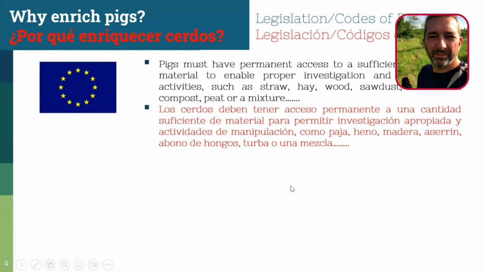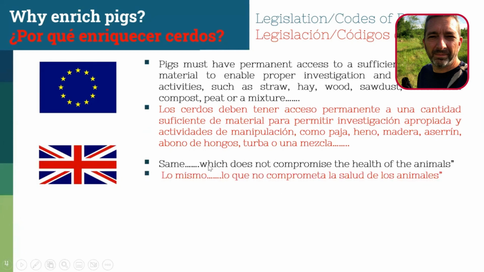And then ultimately, I guess we have things like legislation and codes of practice. So obviously in the EU, we have legislation now that says pigs must have permanent access to a sufficient quantity of material to enable proper investigation and manipulation activities, and they give a list of things that they would like to see. Similarly, in the UK, not surprisingly, because we were part of the EU, we want environmental enrichment which does not compromise the health of animals.